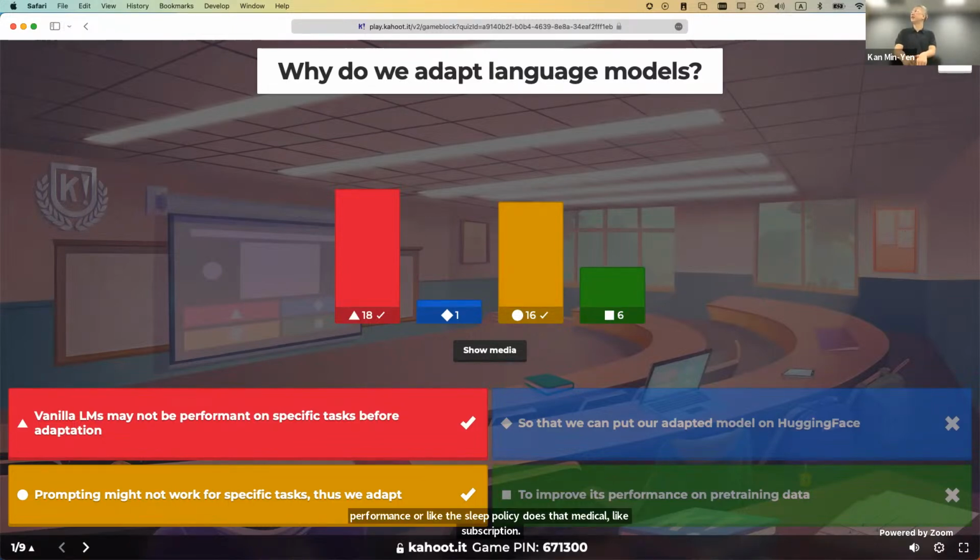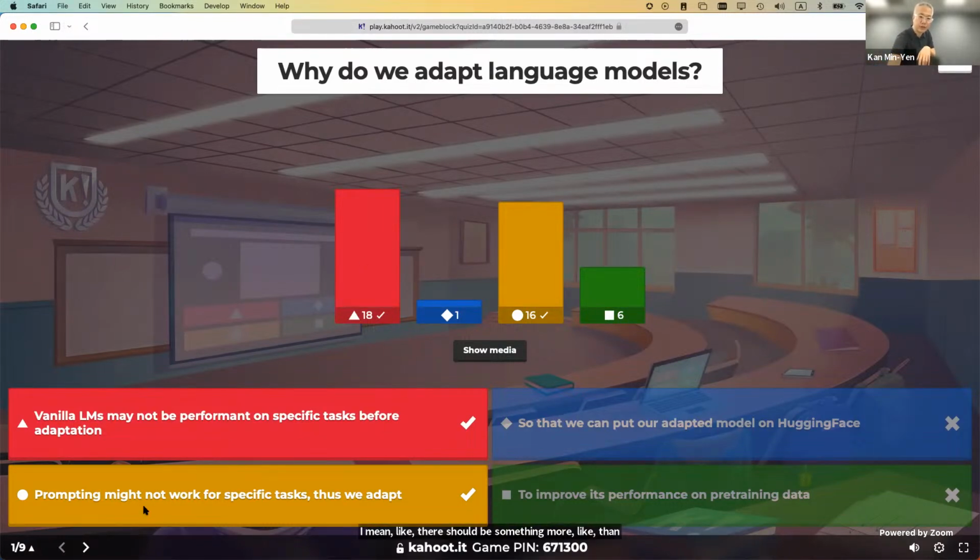For the blue one, you can give that as a reason to put your adapter model on Hugging Face, but there should be something more than that. That's a very superficial reason, which is why I didn't put this answer. Yeah, I think go to the next question.